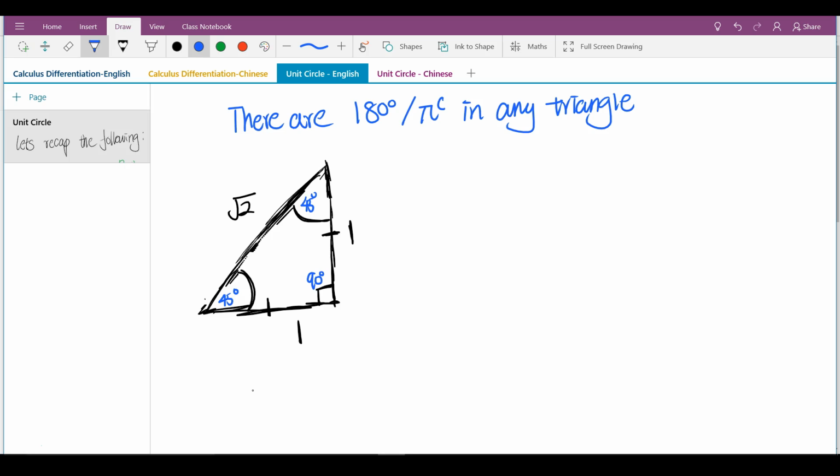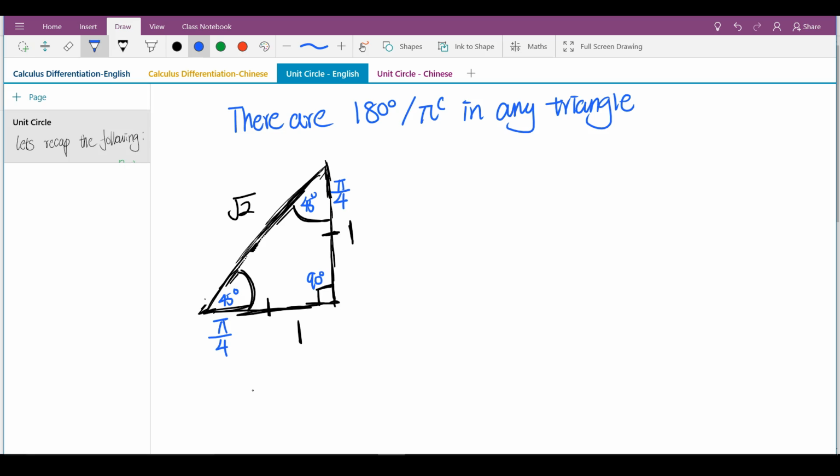Mathematicians like to work with radian when it comes to angles. Now we know pi is 180. 90 is half of 180, which is pi on 2. And 45 is half of 90, which is half of pi over 2. Half of a half is literally a quarter. So 45 is the same as pi over 4.